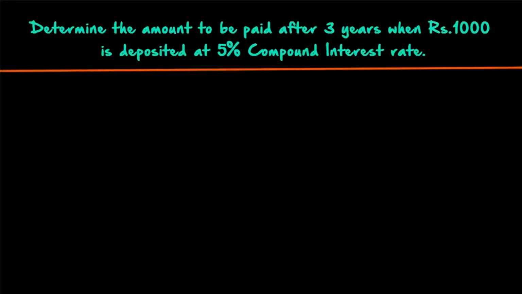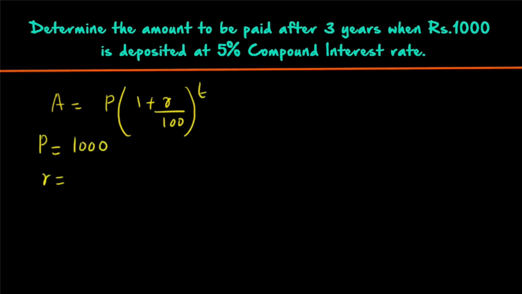Now let's go to question number 2. Determine the amount to be paid after 3 years when rupees 1000 is deposited at 5% compound interest rate. So again a direct question. We have the formula A is equal to P into 1 plus R by 100 the whole raised to T. And here everything is given. P is equal to rupees 1000, R is equal to 5 and T is equal to 3.